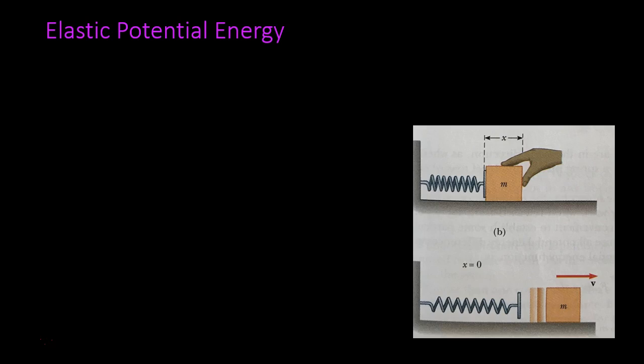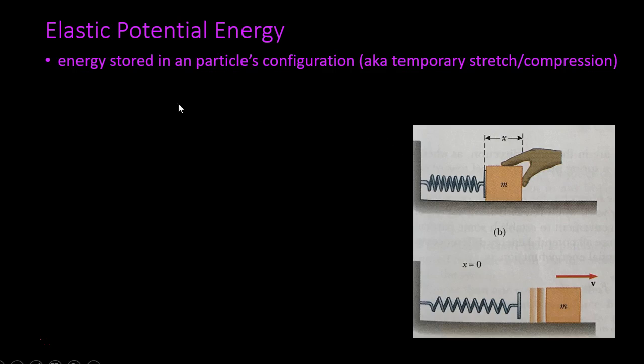Let's move on and look at the other potential energy, elastic potential energy. And that's the energy stored in a particle's configuration, more commonly known as being stored in its temporary stretch or compression. Most often we're looking at springs when we're talking about this, but it could also be rubber bands, bungee cords, rubber balls, tennis balls, things that have the ability to temporarily compress or stretch and then return to their normal shape.